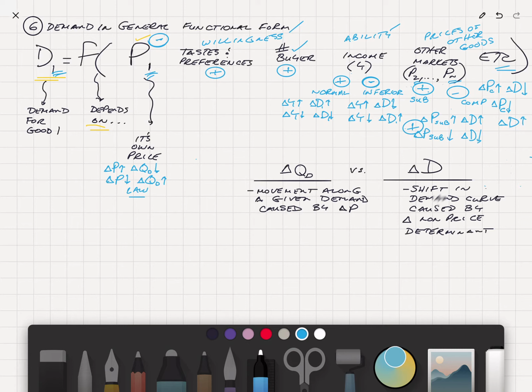So now notice what we've done. We've listed out all the determinants of demand. But where do we get started? How do we get this down to 2 dimensions on my iPad or on a whiteboard? We use the magic term.